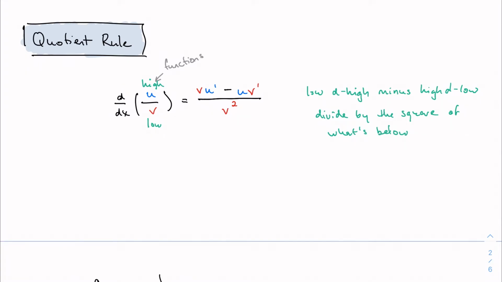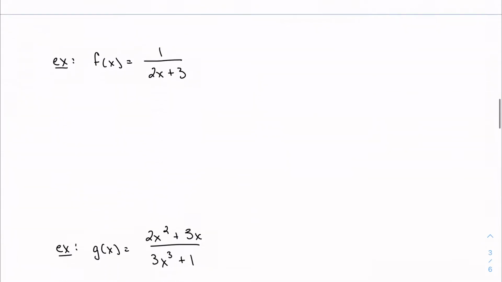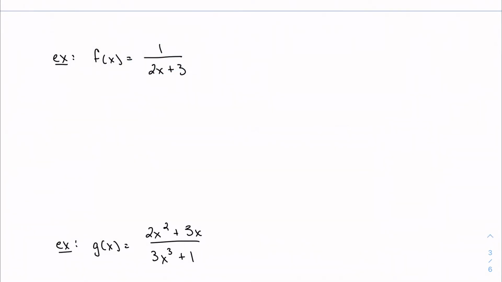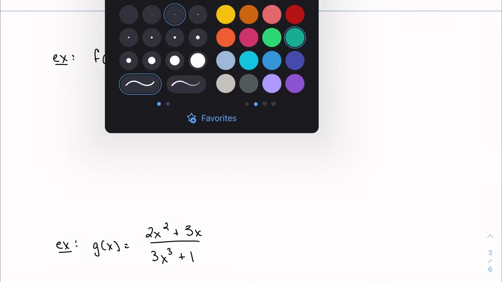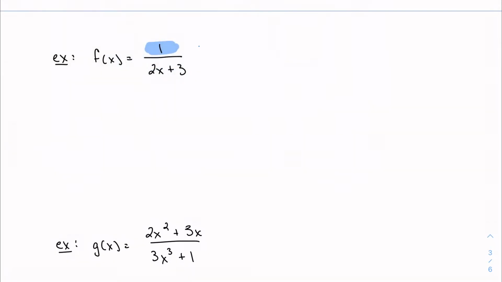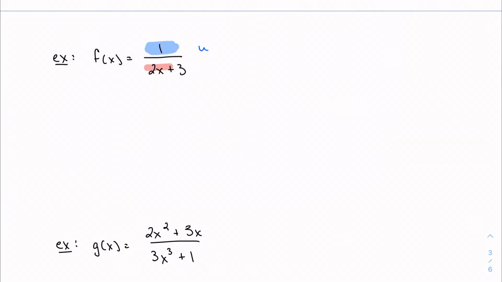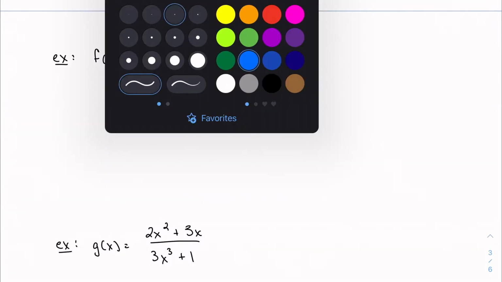But let's take a look at some examples. So low d high minus high d low divided by the square of what's below. Let's practice it. So again, it helps to establish u and v and do your side work just as we talked about with the product rule. So I'm going to call my high function u and my low function v, and I'm going to do some side work.